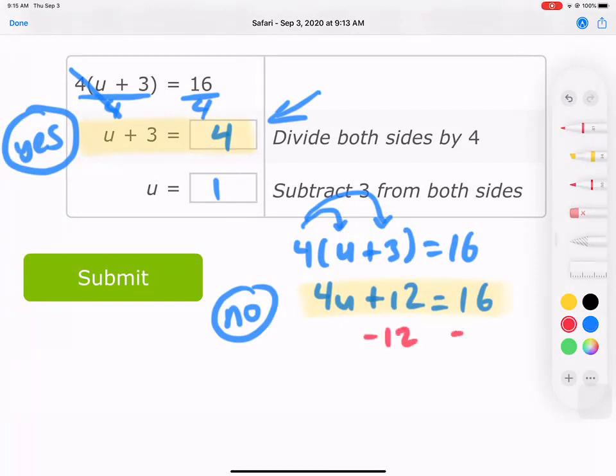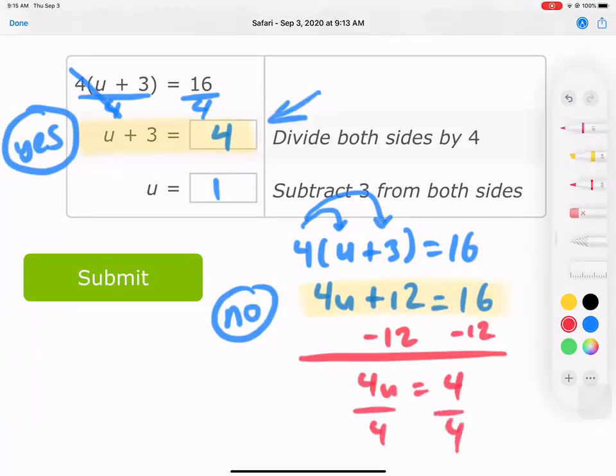Minus 12 to both sides. 4u is equal to 4. Divide both sides by 4, the opposite operation of multiply. u is equal to 1. Oh my gosh, it's the same answer. But when we distribute, it's almost like throwing all your toys on the floor, right? It's just going to be a bigger mess, but you can still fix it. We can still clean it up. Okay.